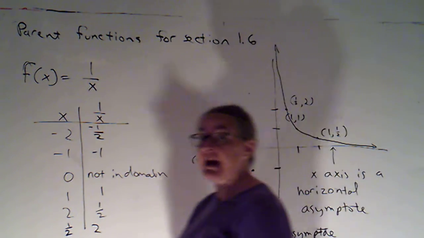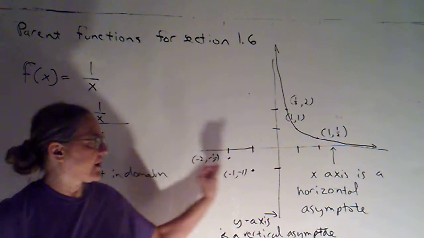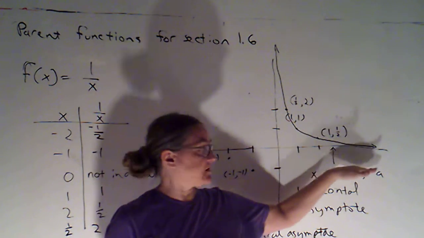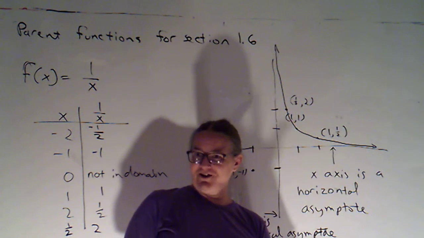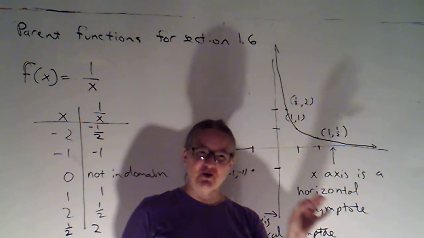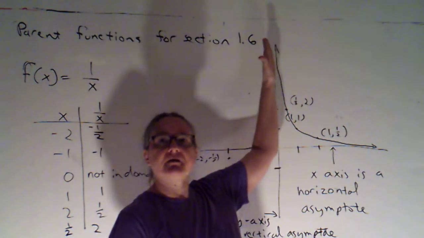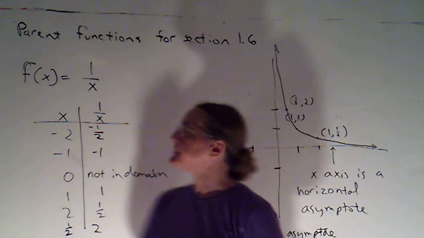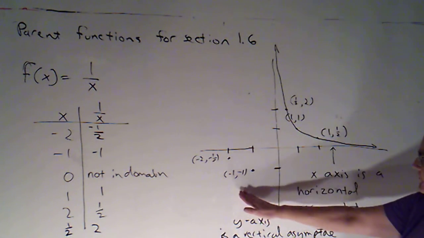We can never ever cross a vertical asymptote. We'll see that the rules are a little bit different for horizontal asymptotes. This horizontal asymptote we never actually cross. There are functions that have horizontal asymptotes that do cross those asymptotes. You can never ever cross a vertical asymptote, however. All right, now let's take a look at what we have over here.